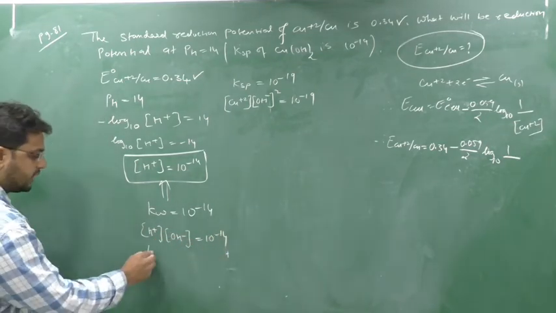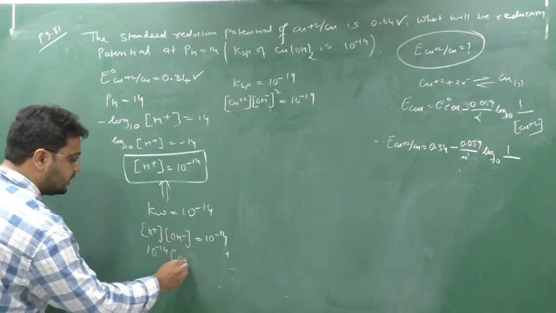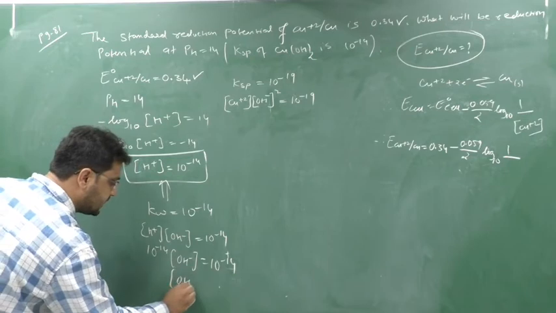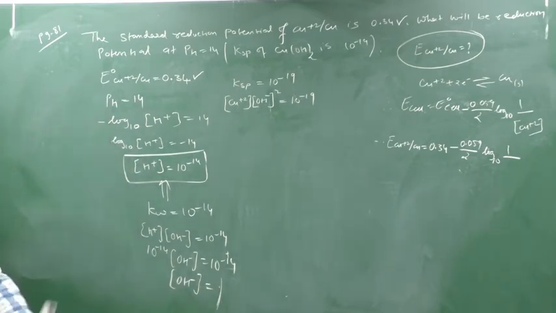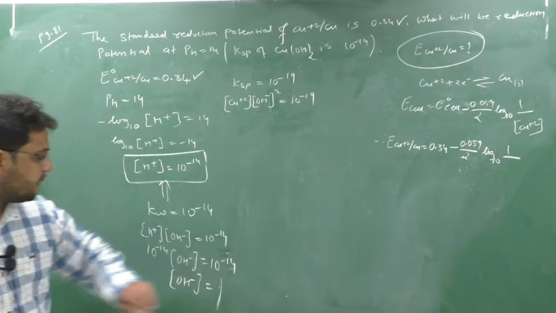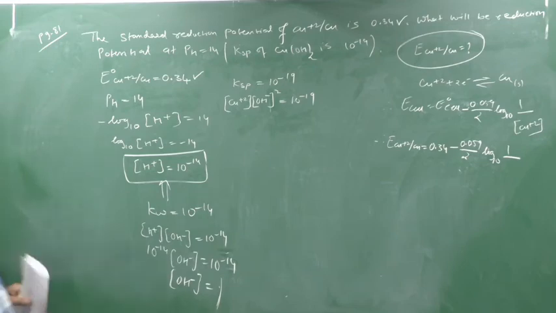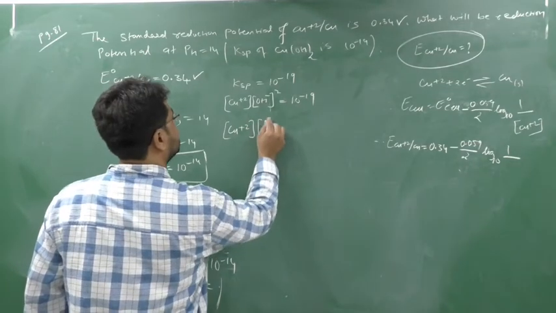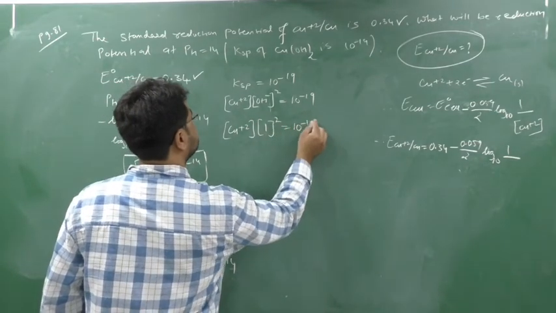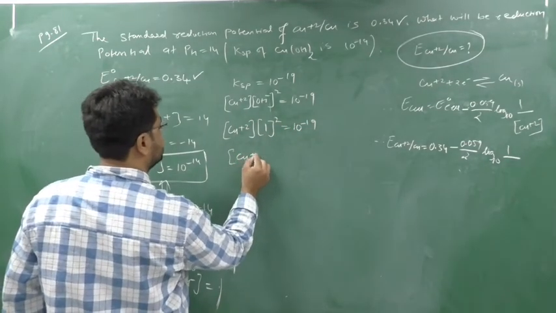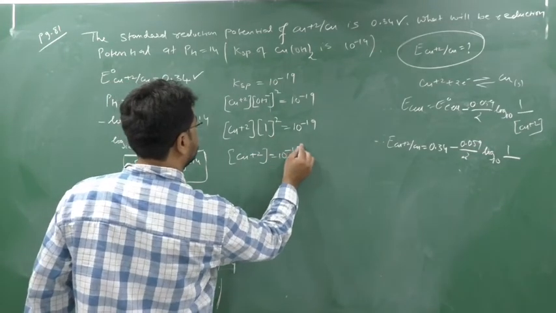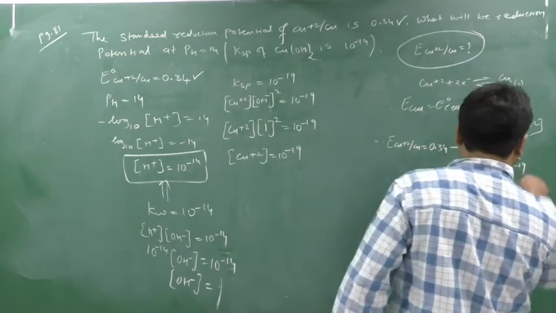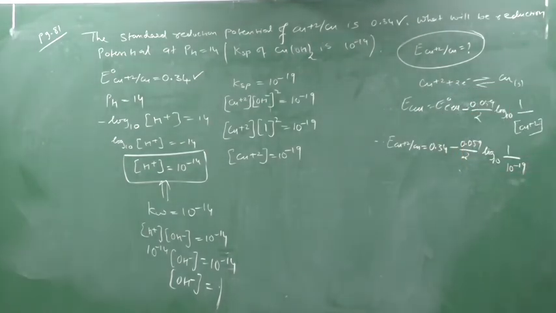H plus how much I got? 10 to the power minus 14 into OH minus equals 10 to the power minus 14. So OH minus I got as 1, because 10 to the power minus 14 divided by 10 to the power minus 14, the answer will be 1. So here concentration of Cu plus 2 into 1 the whole square equals 10 to the power minus 19. So concentration of Cu plus 2 equals 10 to the power minus 19. Just you have to solve this.